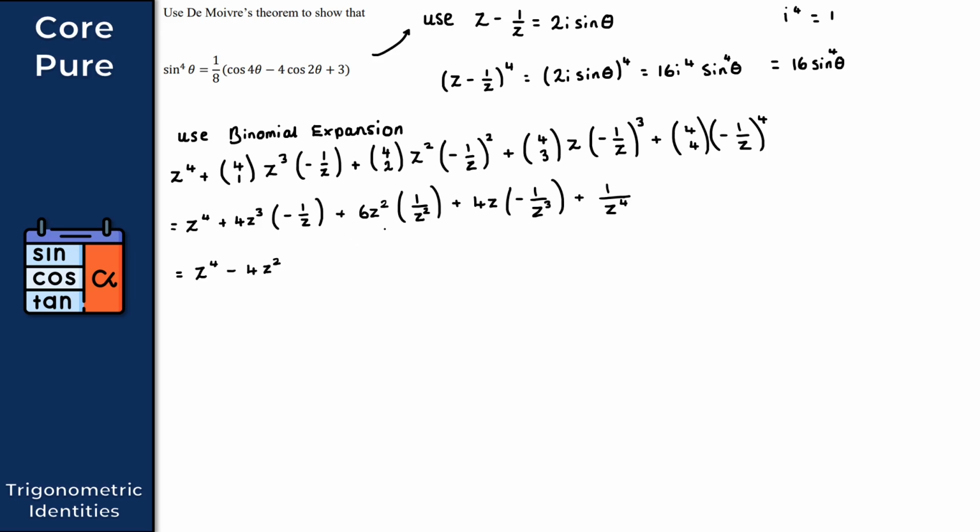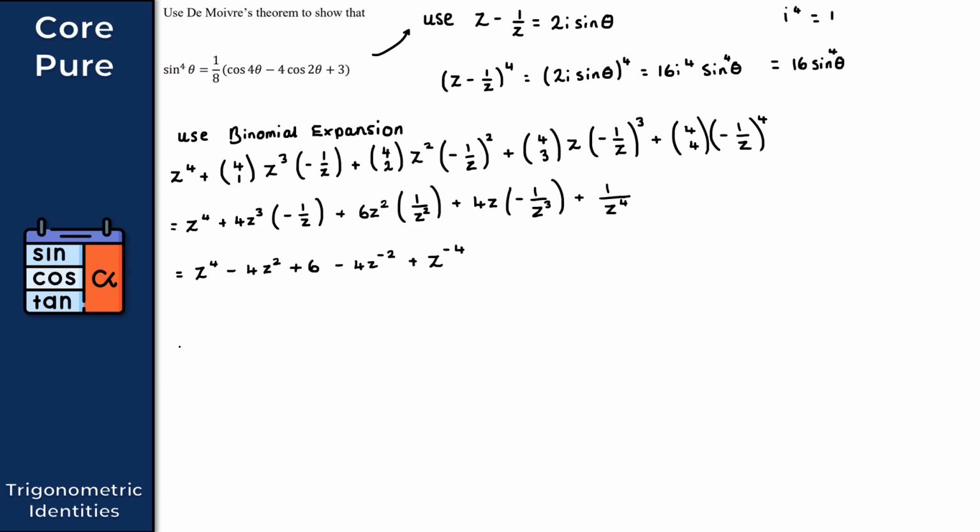I've then got 6z squared times 1 over z squared, so the z squared just cancel, right? I just get plus 6 there. 4z times minus 1 over z cubed, so I get minus 4z to the minus 2 there. And then finally here we have plus z to the minus 4. Okay. What we want to do now is group the relevant parts together.